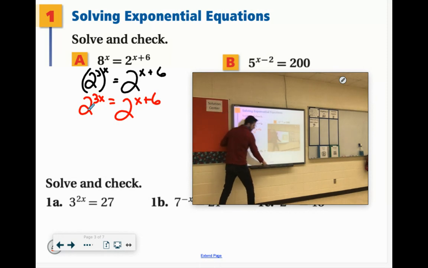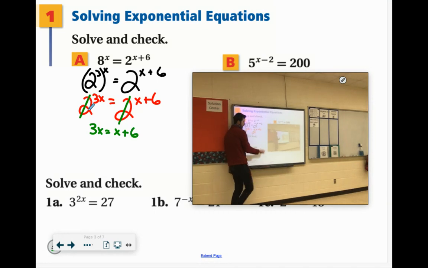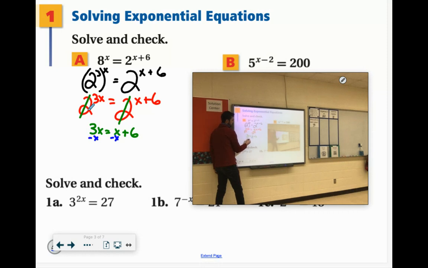And once your bases are equal to each other, you can essentially just work on the exponents. So we'd say 3x equals x plus 6. And then all your old equation solving comes in handy. You subtract x from both sides. 2x equals 6. And then you divide by 2. You get x equals 3.